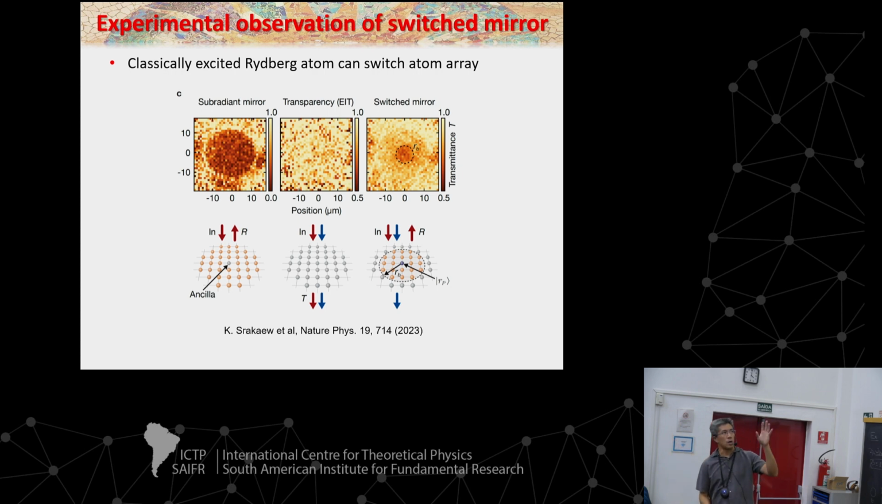So again, this is not quantum optics per se, or it's not a photon-photon gate per se, but it illustrates the main ingredients of the physics.